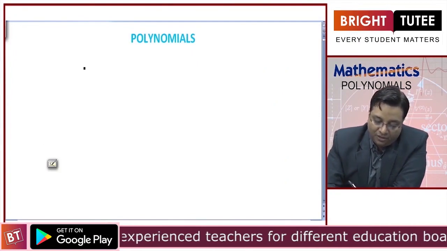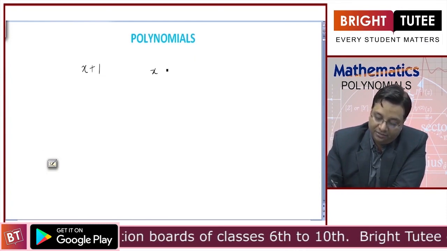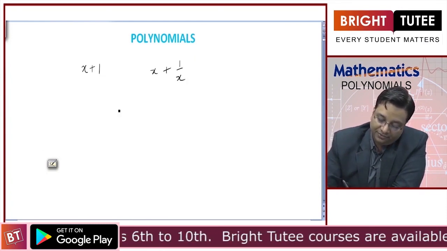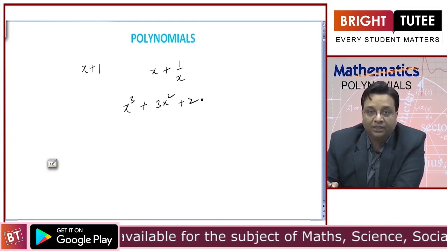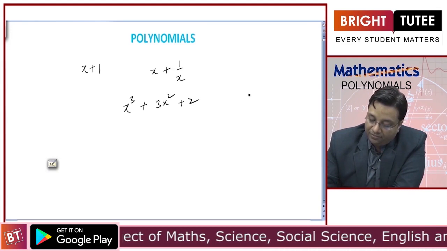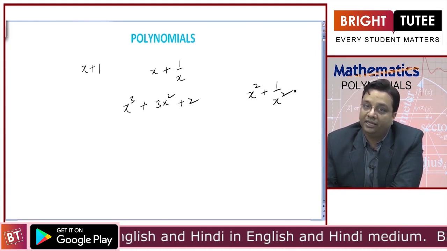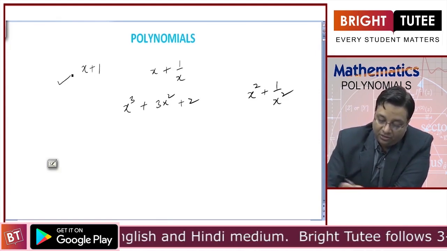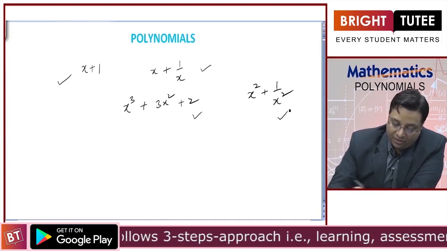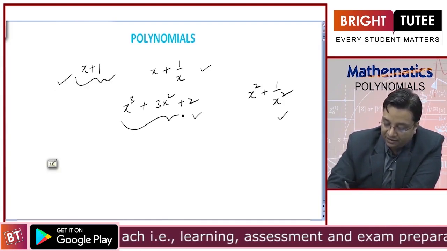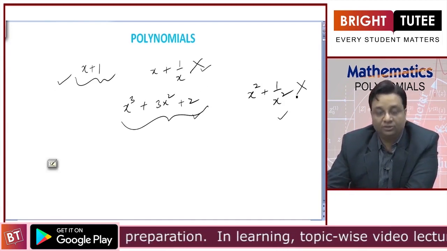We know that if we write something like x plus 1, x plus 1 by x, x cube plus 3x square plus 2. Let me write another algebraic expression for you like x square plus 1 by x square, right? Now these all are algebraic expressions, right? Out of these, only this and this, these two are polynomials. This is not a polynomial, this is not a polynomial.